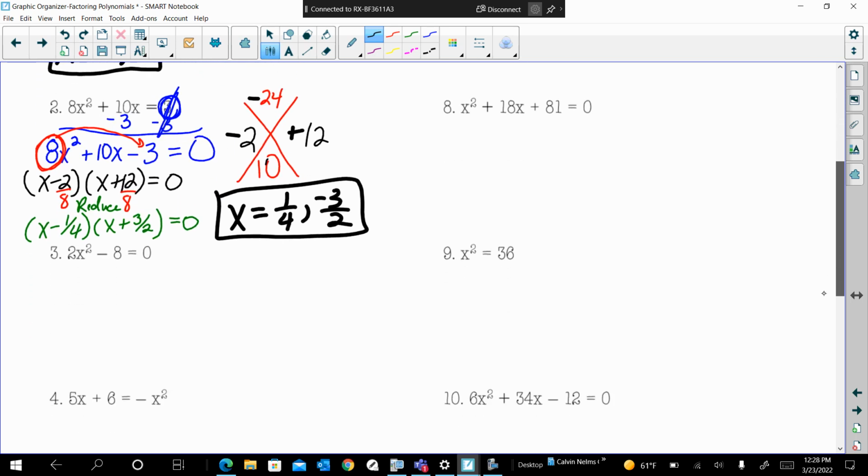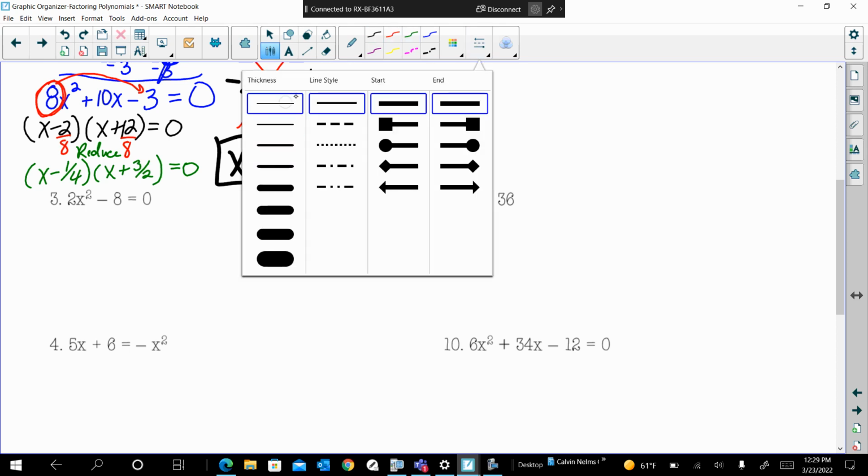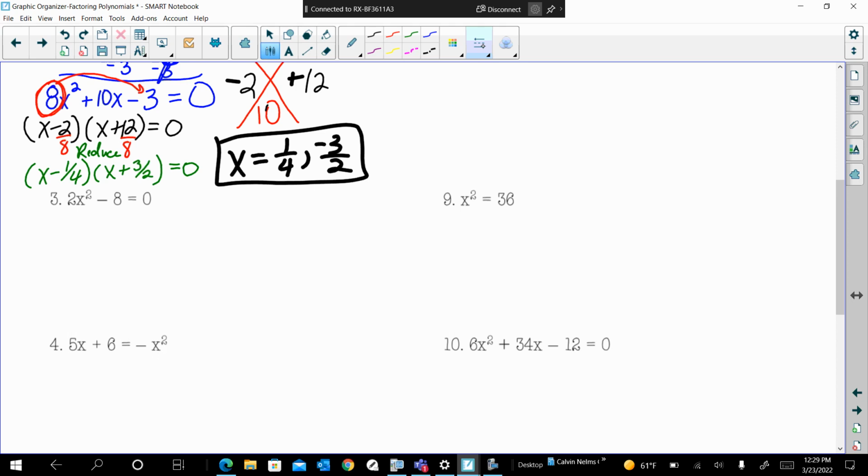All right, so on number 3, is it in standard form? Is it equal to 0? Yep, okay, so what I need to do now is hopefully you see you got a GCF. What's the GCF? All right, so we divide everything by 2 first. That gives me x squared minus 4 equals 0.